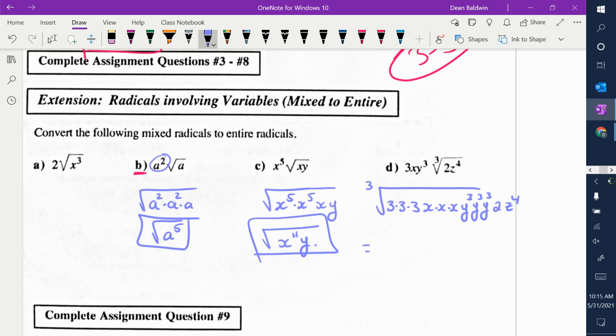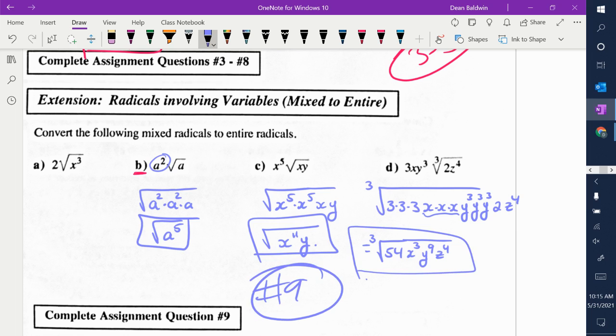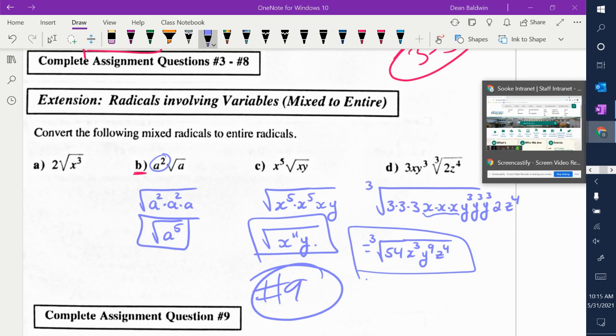So 3 times 3 times 3 is 27, times 2 is 54. And I got 3 x's there, so that's x cubed. What's my y? Y to the power of 9, right? Because you're adding the 3's together. And there's just a z to the 4 hanging out there. And that's it. Number 9, please. And then we'll move on to the next lesson.